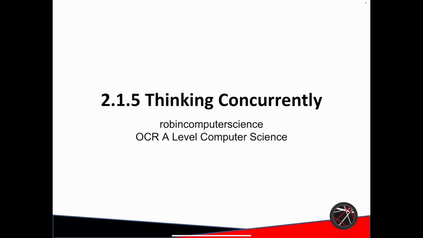Hi, Robin here, going to look at thinking concurrently. This is from component 2 and this is for the OCR A-Level Computer Science.